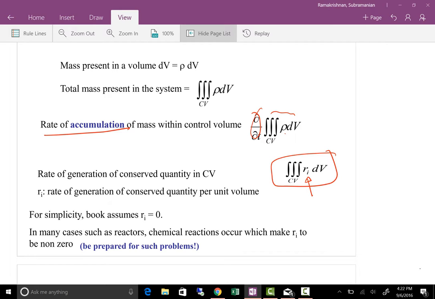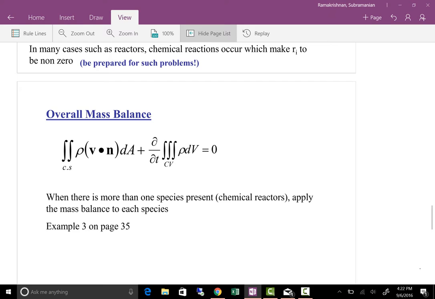So for simplicity, the book assumes the rate is 0. But please keep in mind, this is what you do in kinetics and reactor design, where you've got to design reactors where chemical reactions are taking place. So you've got to do a mass balance with this term as non-zero. So again, overall mass balance, very simple. Net rate at which mass leaves plus rate of accumulation of mass is 0. And as you can see, by writing it in simple integral forms, it saves a lot of time and effort. And this is the starting point for a number of problems that we will be solving.